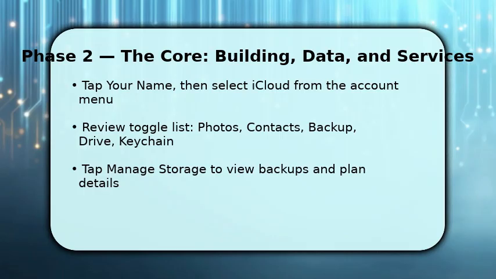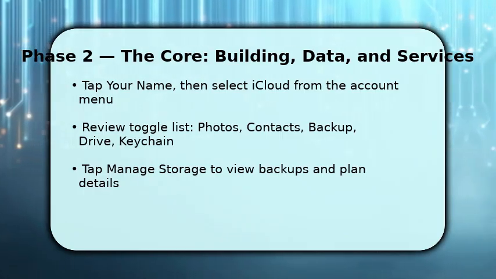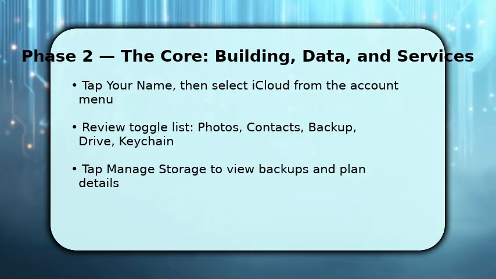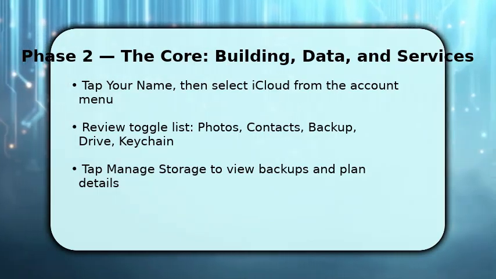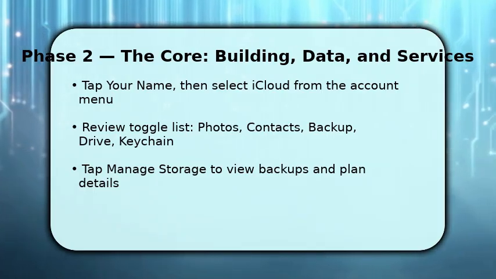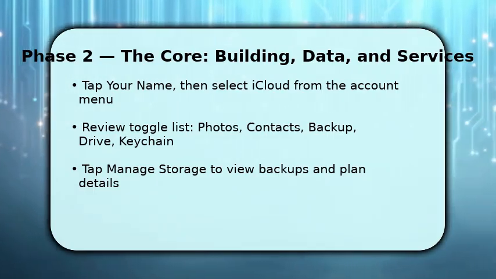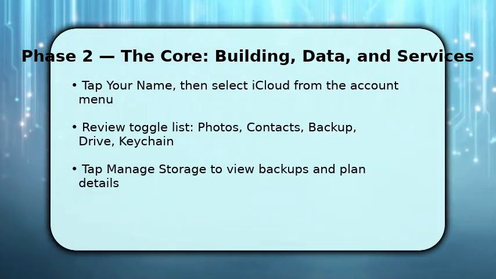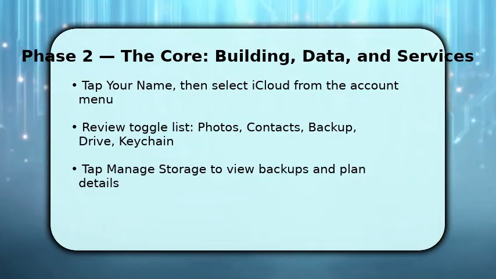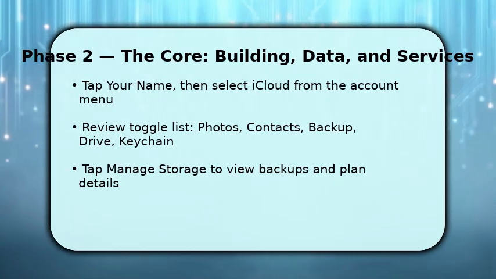Scroll the toggles to enable or disable items like Photos, Contacts, iCloud Backup, Drive, and Keychain. Each switch decides what data syncs. Make sure important items are turned on. For backups, tap iCloud Backup and run Backup Now if needed. If you want detail, tap Manage Storage to inspect current backups and see which devices are using your iCloud plan.